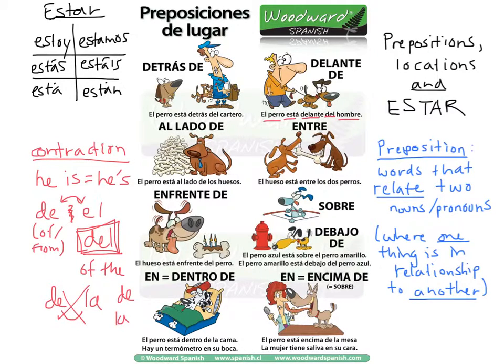And last we have encima de, which is like sobre. So to be on top of. So perro está encima de la mesa. So the dog is on top of the table. So these are some helpful words that might be good to use with Estar to help tell us about location. So I would definitely jot these down.